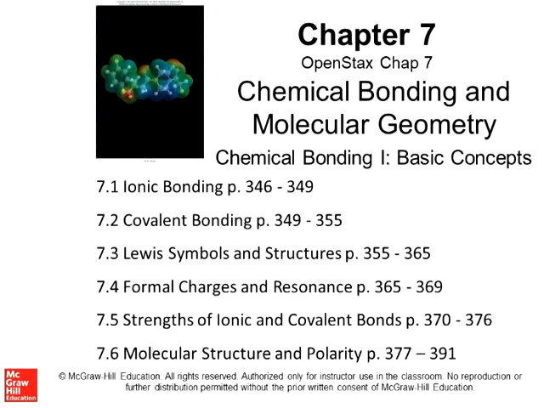In this chapter, we will cover ionic bonding, covalent bonding, Lewis symbols and structures, formal charges and resonance, strength of ionic and covalent bonds, and molecular structure and polarity. These topics will be covered, but not necessarily in this order.